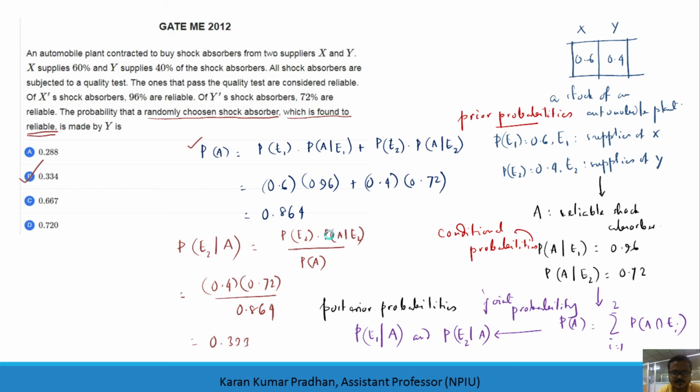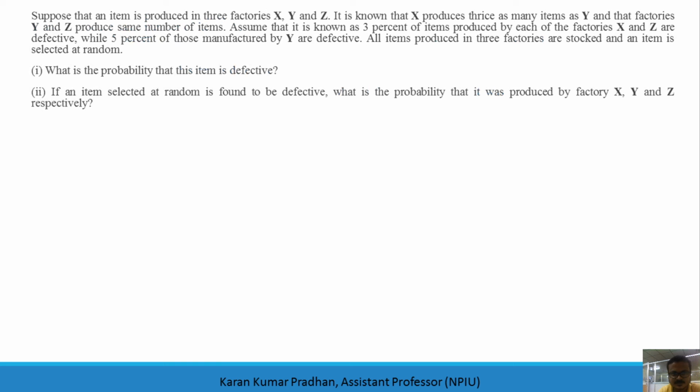So now let's go for another problem we have. This is a question from the book. Okay, so this is the first question we have. Suppose that an item is produced in 3 factories X, Y and Z. It is known that X produces thrice as many items as Y, and that factories Y and Z produce the same number of items, right?